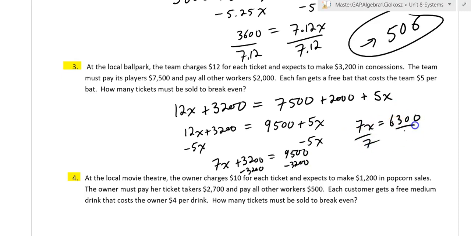and dividing, I'd get x is 900. So this one came out to a nice whole number, so no need to round. So there, we need to sell 900 tickets just to break even. If I sold more than that, it would be a profit.